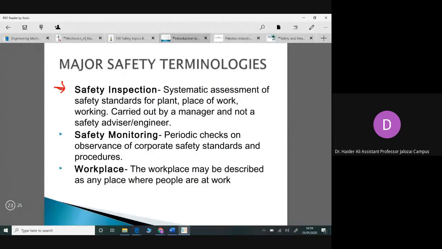Safety inspection. So again, as the name shows, you are systematically assessing safety standards for the plant, place of work, carried out by a manager and not a safety advisor or engineer. So safety inspection is, I would say, a lower level check. Safety audit, that's like a critical check. Someone from a different organization will come and visit your organization for a safety audit. You'll probably need to hire professionals to come and do the safety audit for your firm, the same way as you have financial audits.